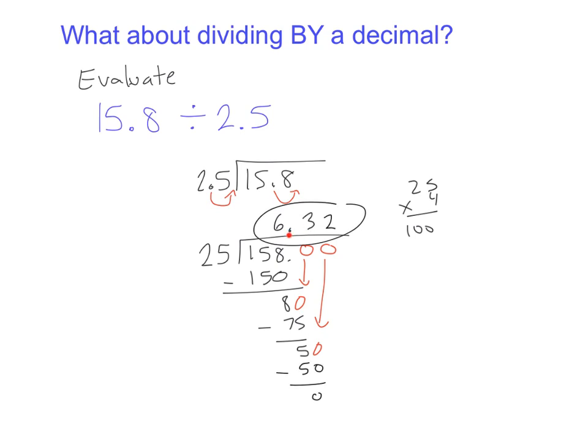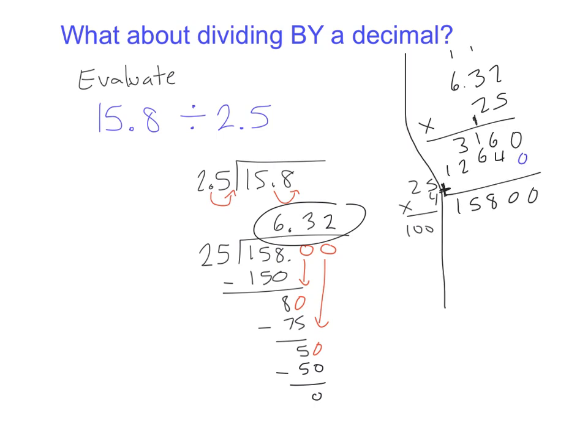Now, how can I be sure? Well, if I take 6.32 and multiply it by 25, well, what should I get? I'm not going to get 15.8. I'm going to get 158, okay? And so that's what I need to be checking for. So let's do that: 6.32, and multiply it by the 25. Go ahead and multiply that out.